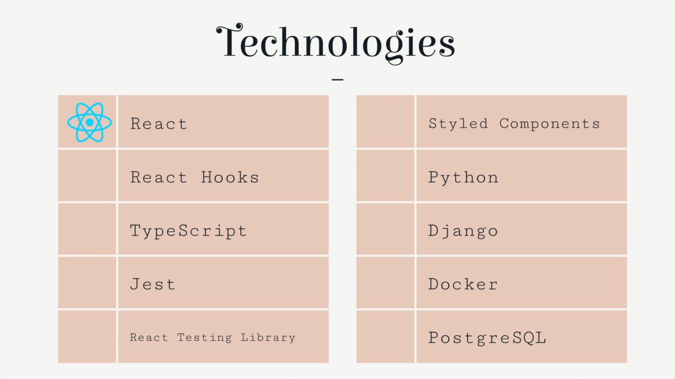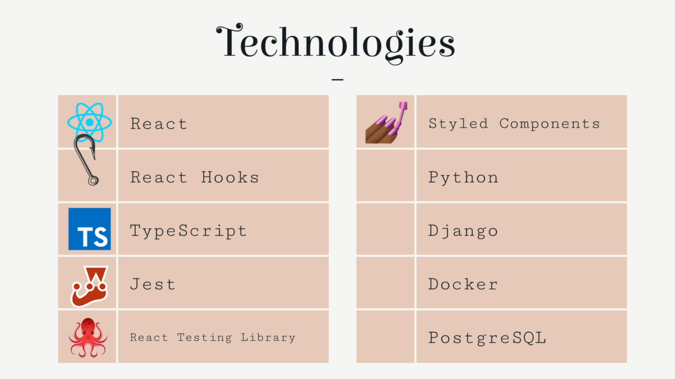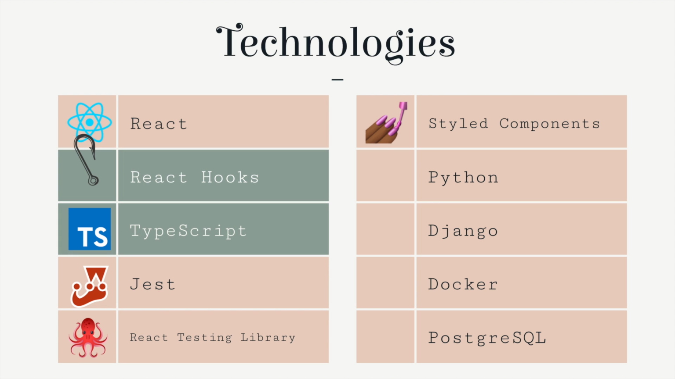Here are the technologies used in MatriMania. On the front end, we used React, a JavaScript library to create our user interface; React hooks to build our app using solely functional components instead of class-based components; TypeScript to check our data structures; Jest and React testing library for testing; and styled components to conditionally render CSS elements like buttons. The new technologies used on the front end were React hooks and TypeScript.